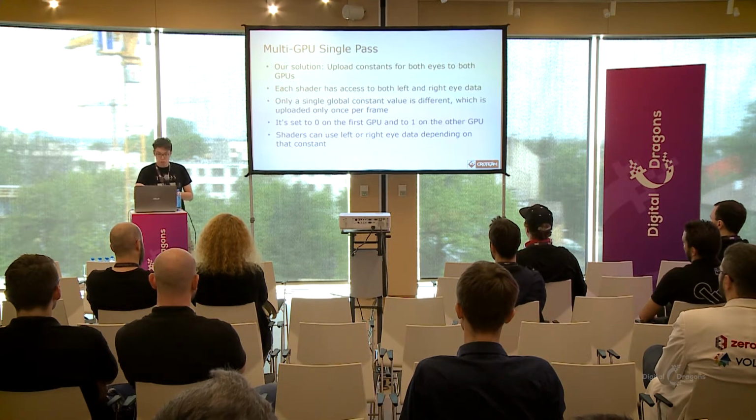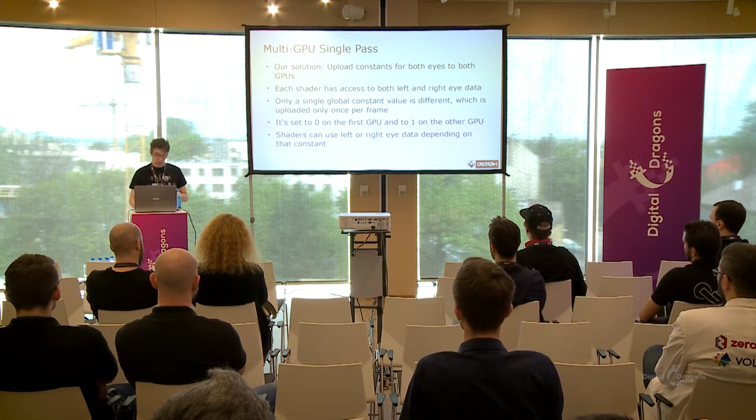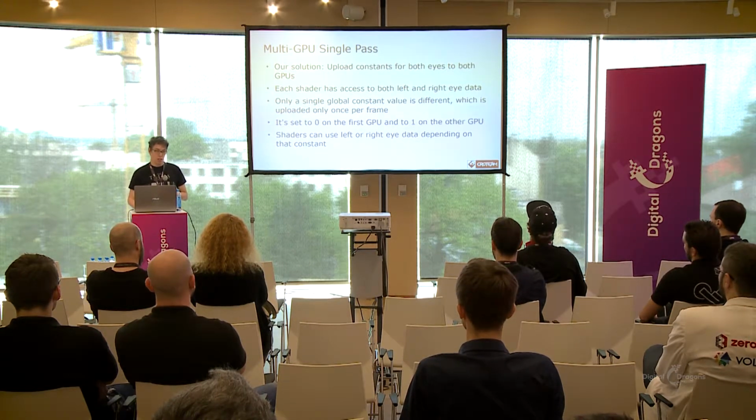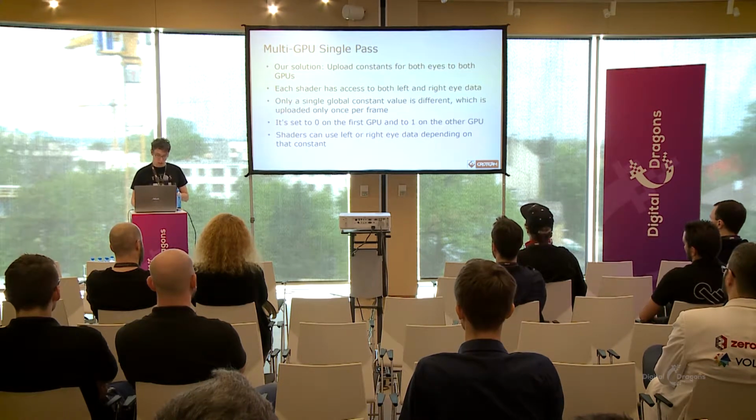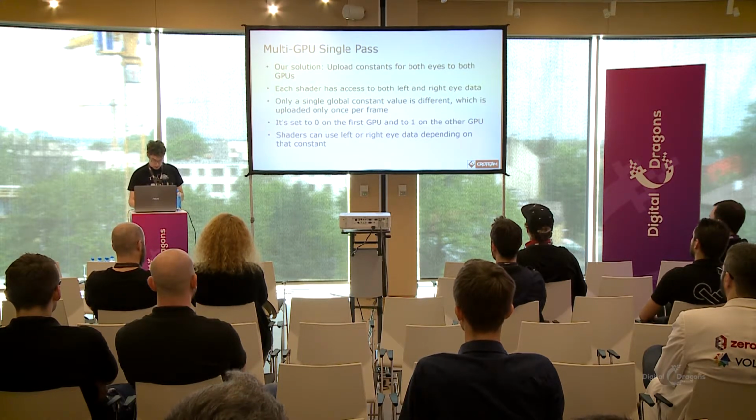Our solution to this problem was to actually upload constants for both eyes to both GPUs. So each GPU has access to both the left eye and right eye data at the same time. But the GPU needs to know which eye scene to draw, so we added a single global constant, which was accessible to all shaders, which is set to 0 on the first GPU and to 1 on the other one. We then use the left eye or right eye data passed to the shader depending on that constant.